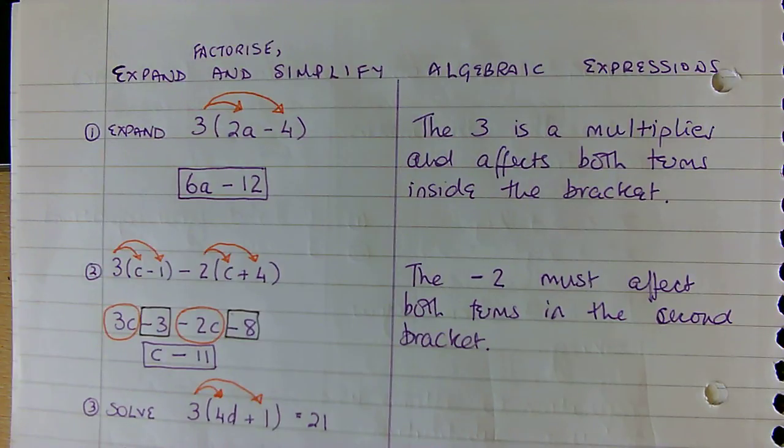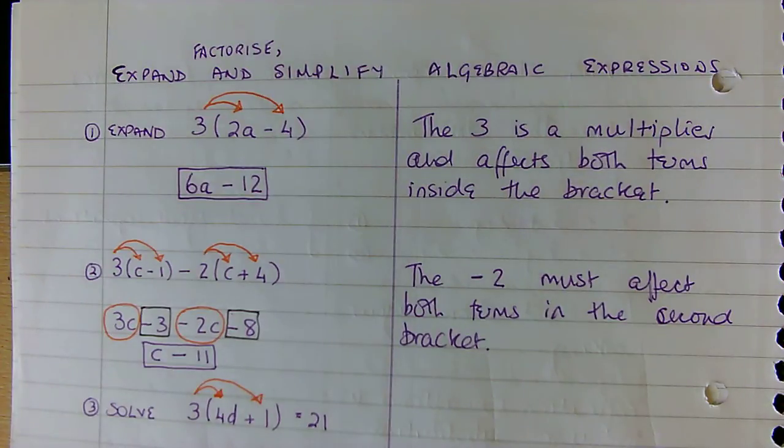Okay, let's have a look at factorising, expanding and simplifying algebraic expressions. So an expression, remember, is a gathering of terms that does not contain an equal sign. A term is something like 6a or 5z. An expression is something like 6a minus 5z. But there's no equal sign, it is not an equation.